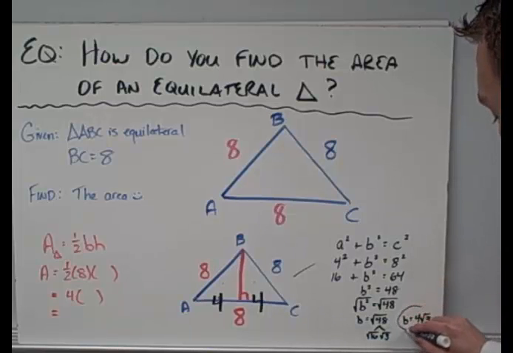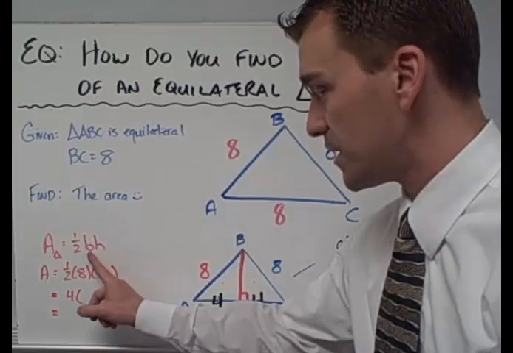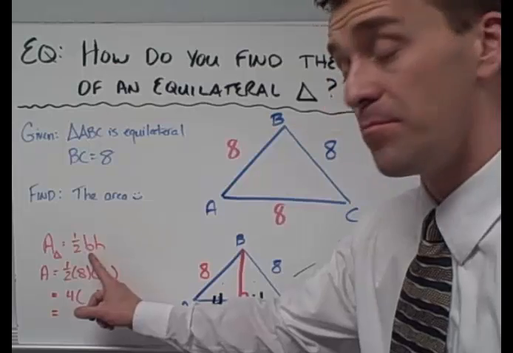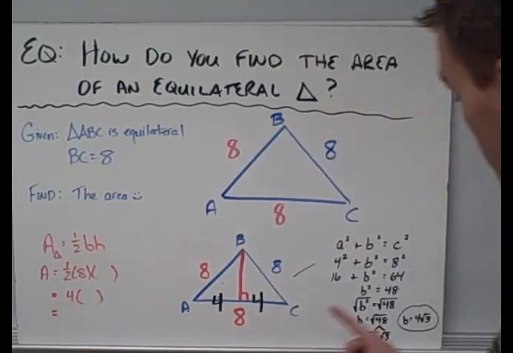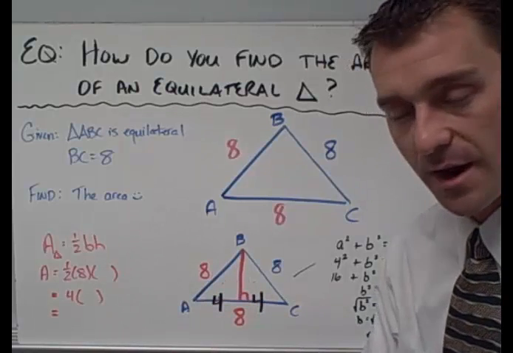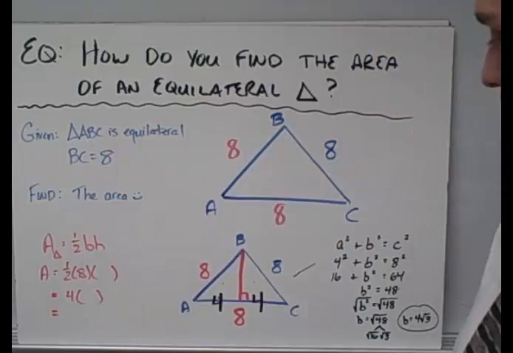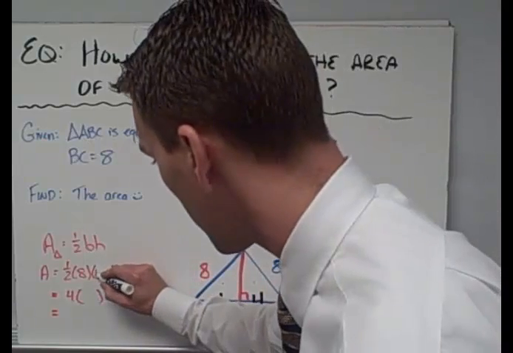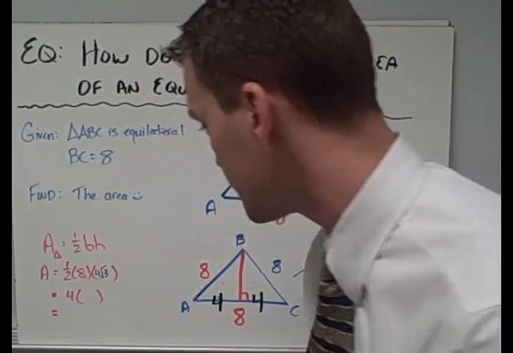Now don't get confused. I don't want you to think this B is exactly what this B is. It's not. I know it's the same letter. But B here stands for the base length of a triangle. This B stands for the leg length of a right triangle. So it's different. It's just a variable, just what's being used. So that means this piece, the altitude, the height, is 4 root 3.